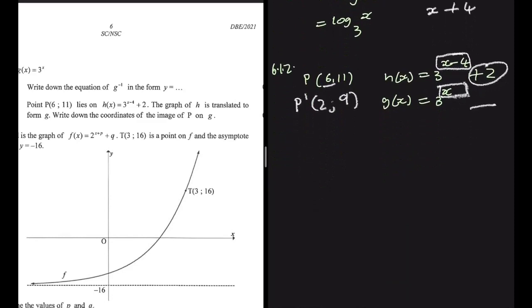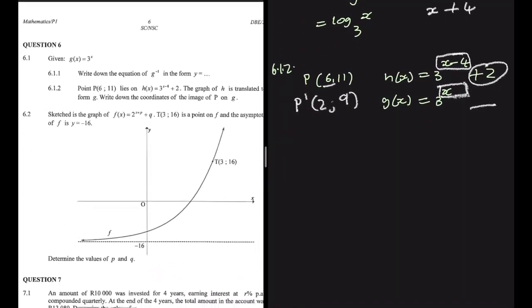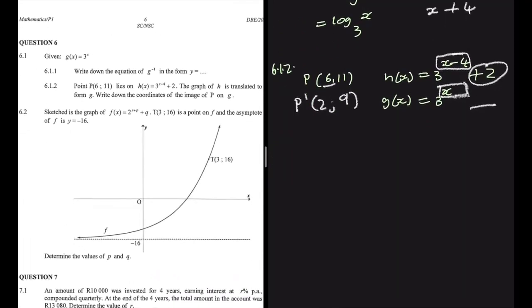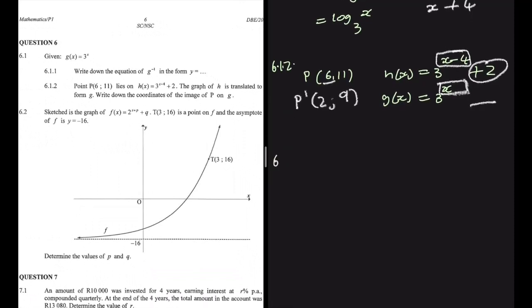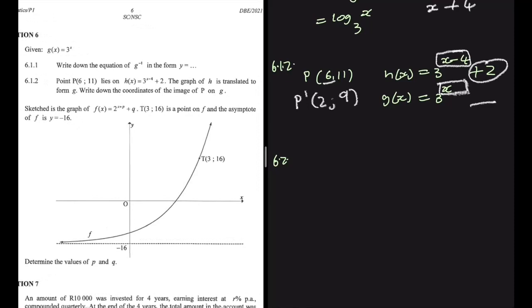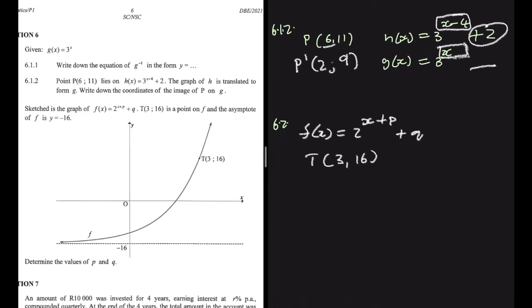6.1.2. Let's move to the following question, 6.2. The question is saying let's sketch the graph of f of x. So we have some function f of x, which is equal to 2 to the x plus p, plus q. And then we have a coordinate t, with coordinates (3; 16), on f, and the asymptote of f is y equals 16.